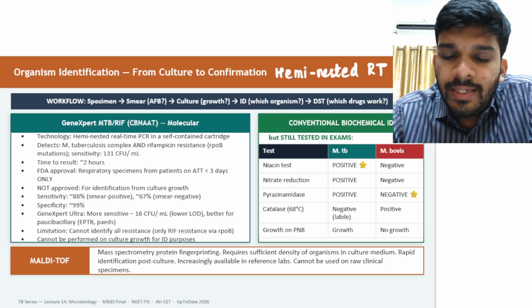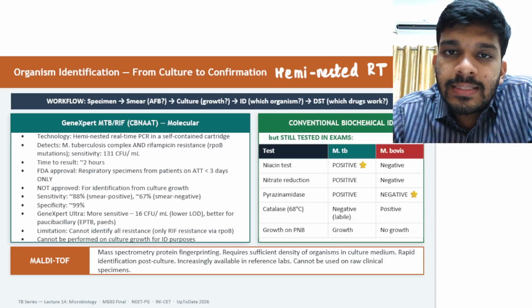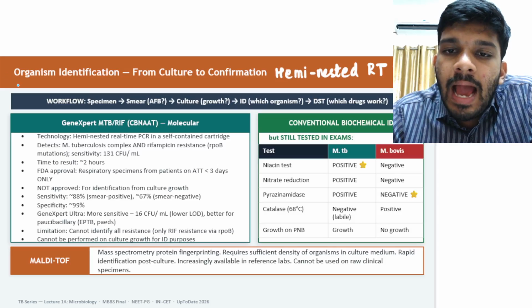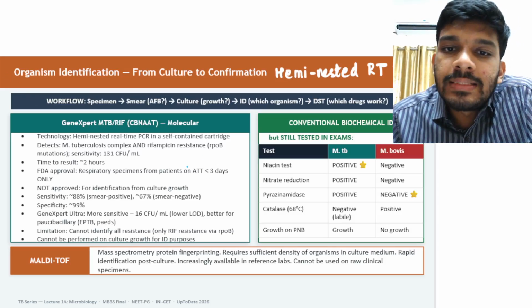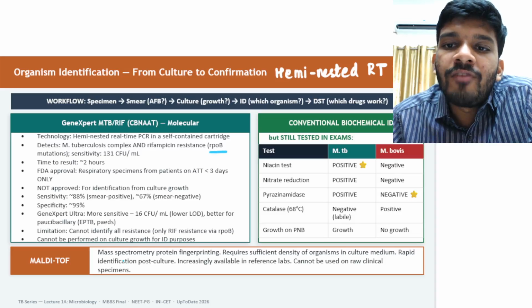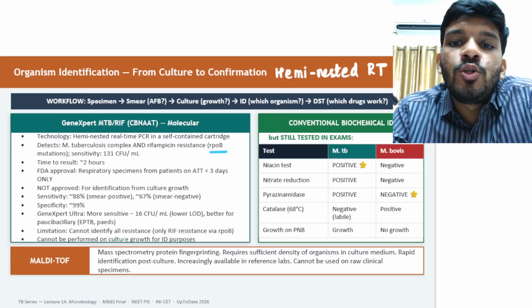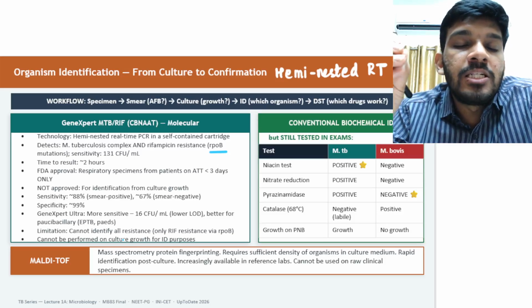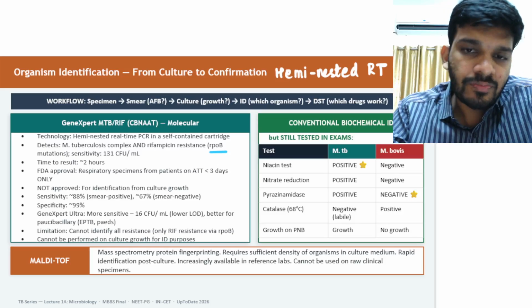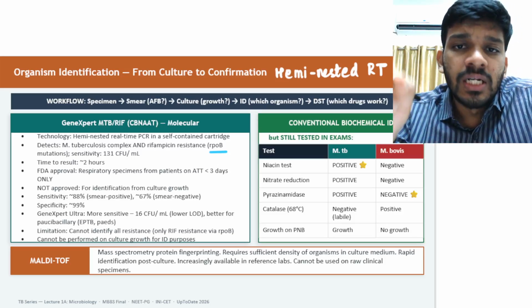And here it detects two things, right? It detects the presence of the bacteria, and not only that, it also detects the RPOB mutations for rifampicin resistance. So it allows you to immediately start treatment and tells you that it is possibly rifampicin sensitive. And the sensitivity here is further reduced.